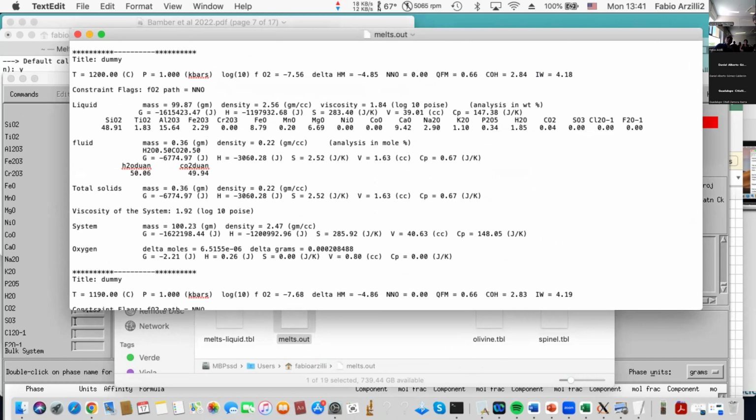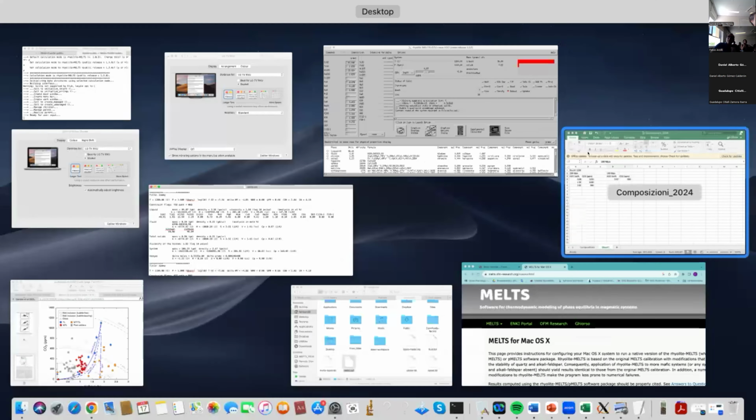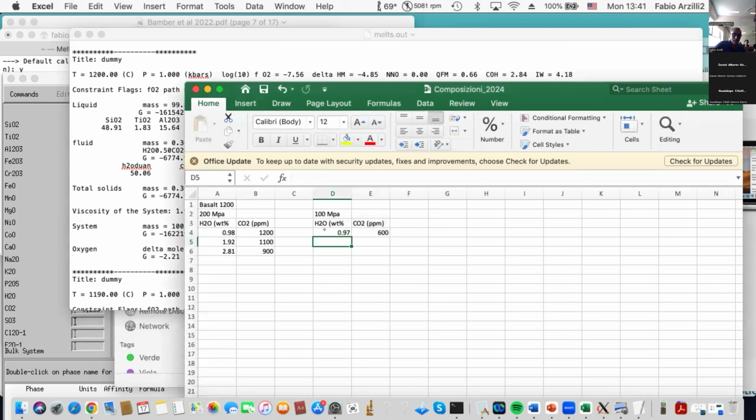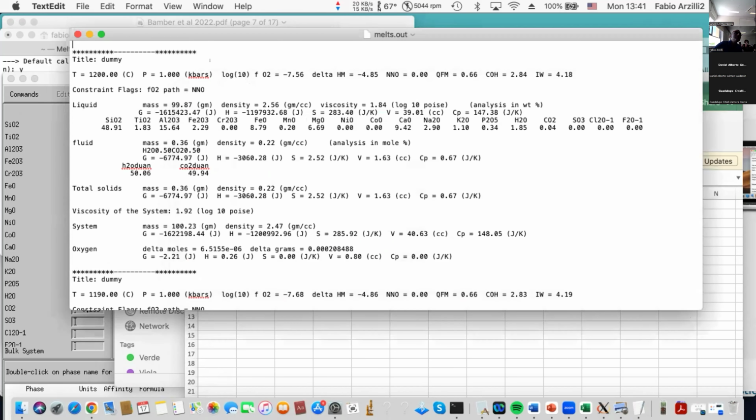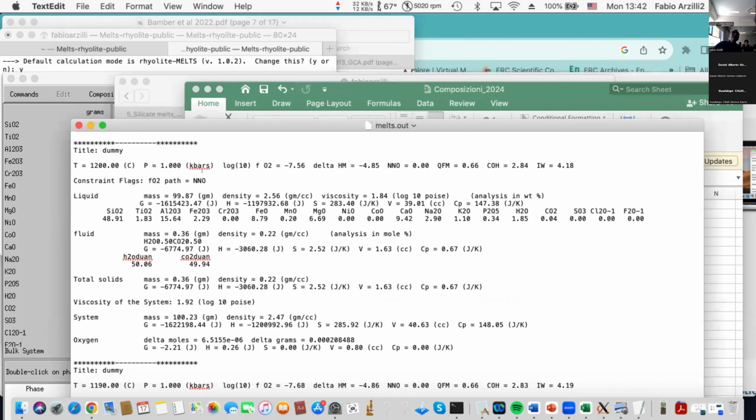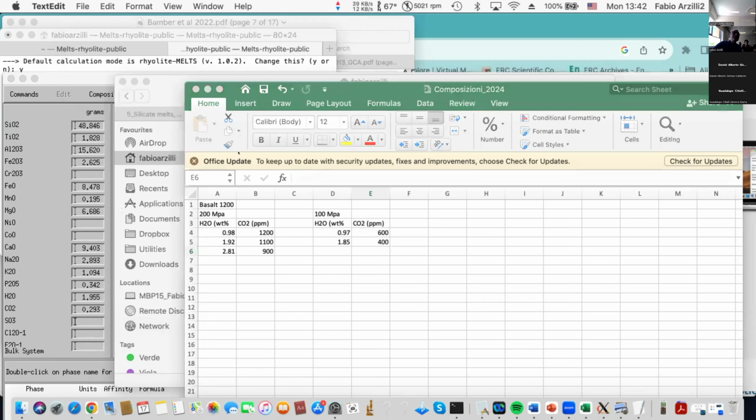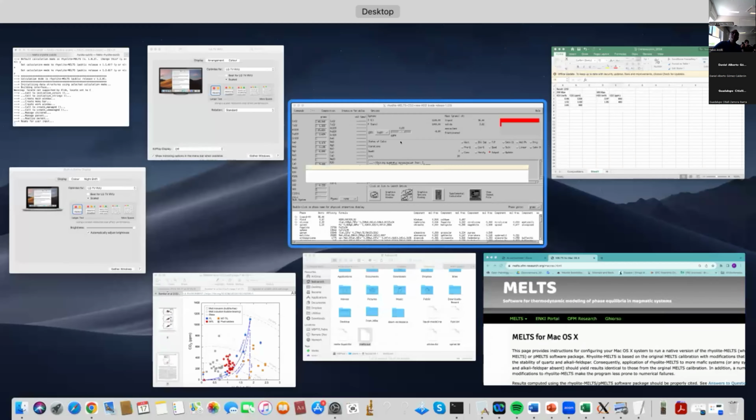The result is 1.85 weight% water and 400 ppm CO2. Okay. And then the last step is with 3 weight% of water, and we see what we get. With 3 weight% of water, and the same pressure, same temperature, everything the same.